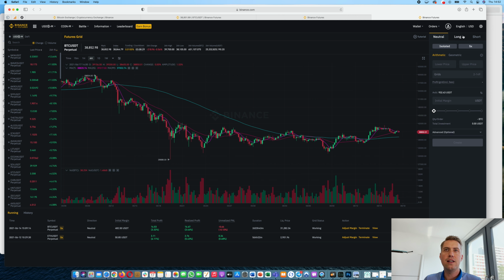So yeah, let's look at how you can set up the grid trading bot. You can choose 3 options here: neutral, long, and short. If you think the price goes up, if you're in a bull market, you can select long, or if you think the price goes down, you can select short. However, most of the time it's probably neutral, because it's the easiest one to understand.